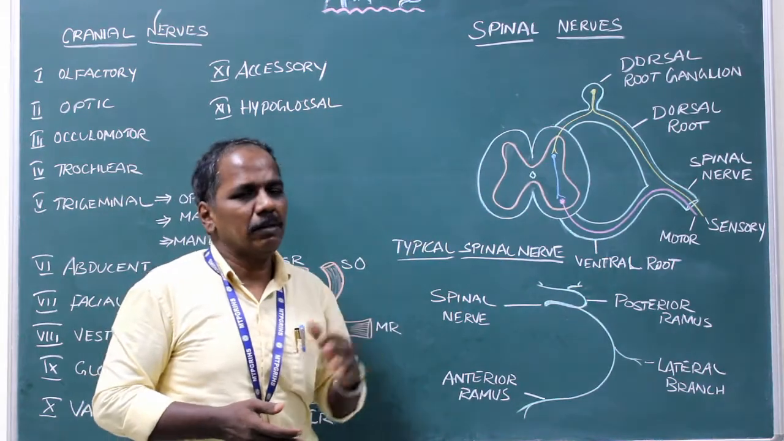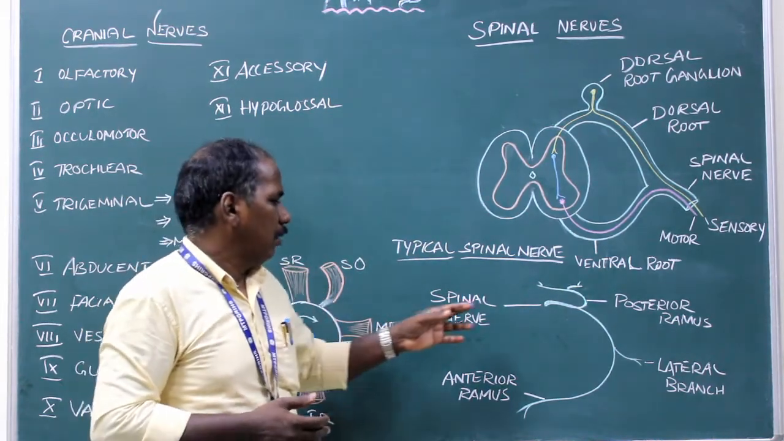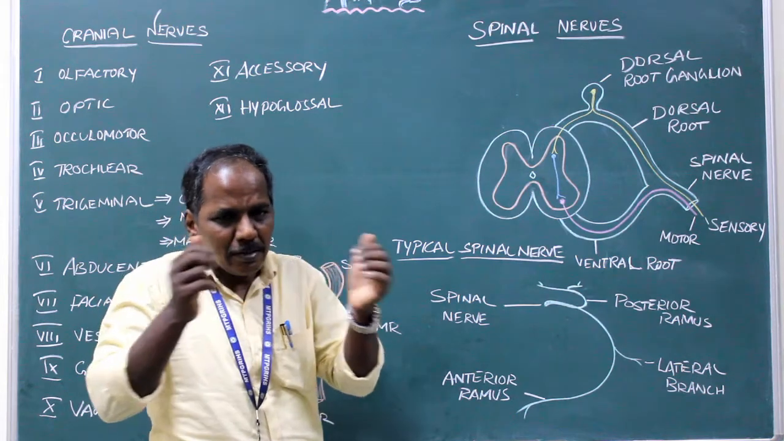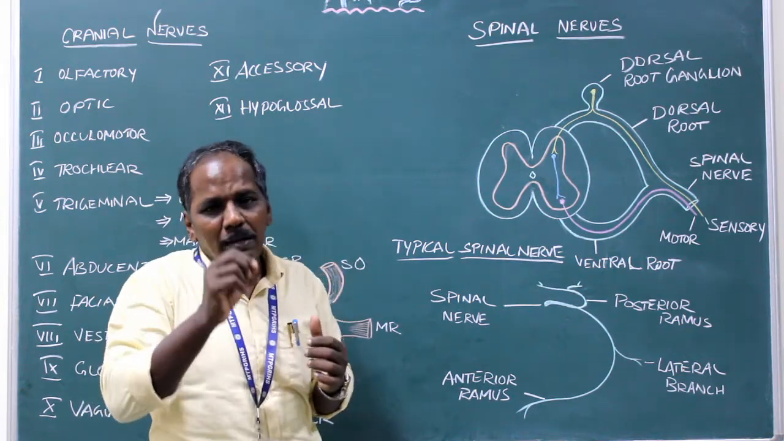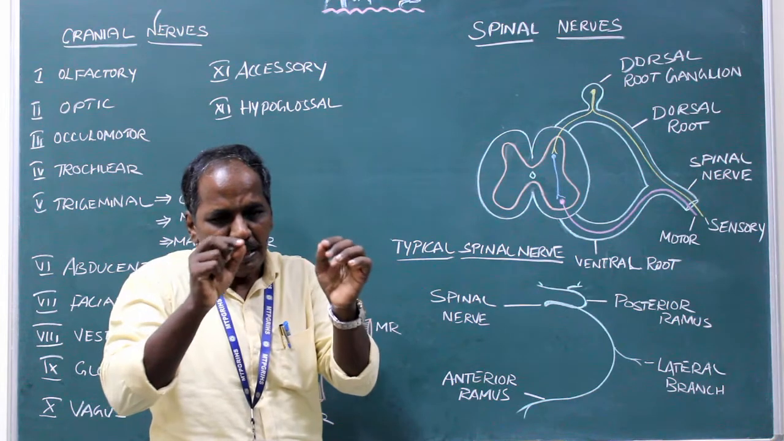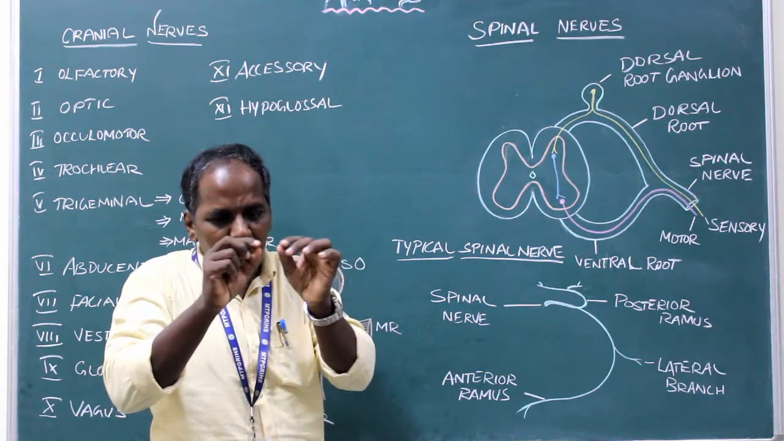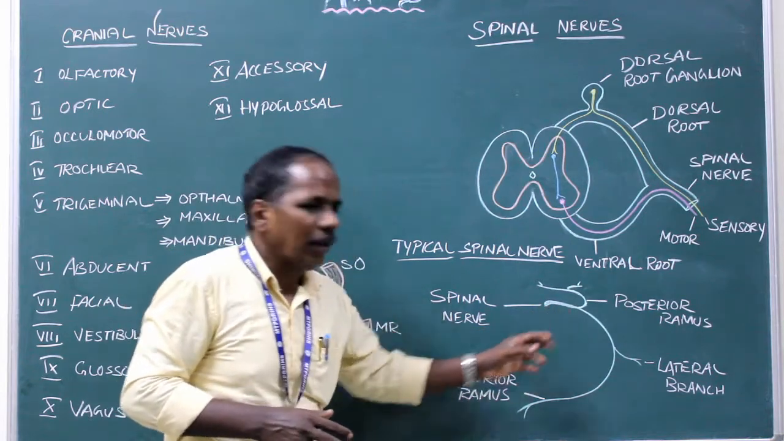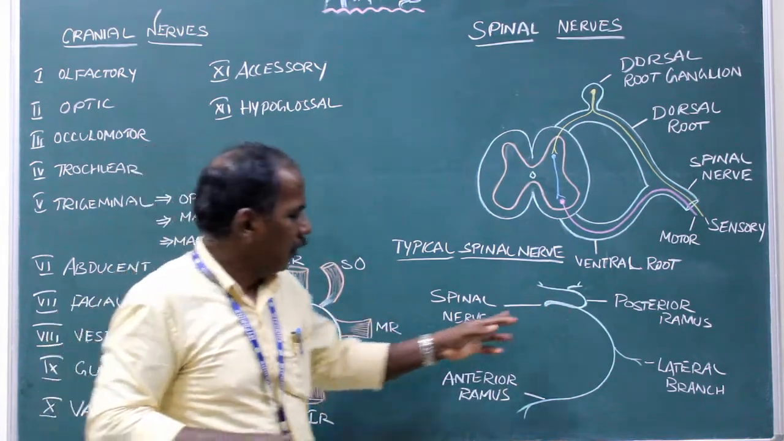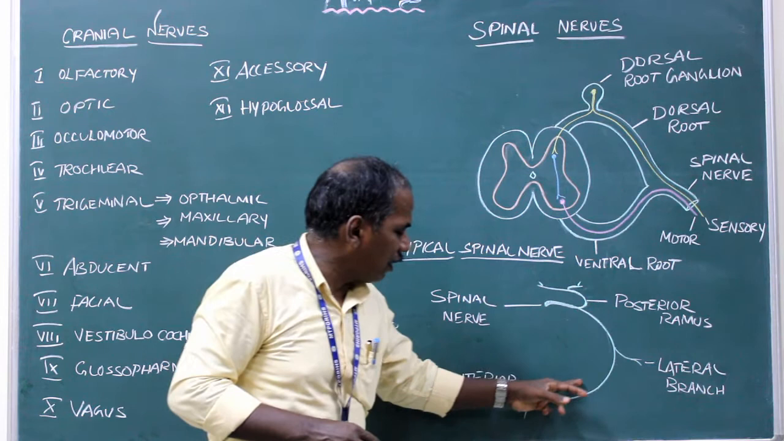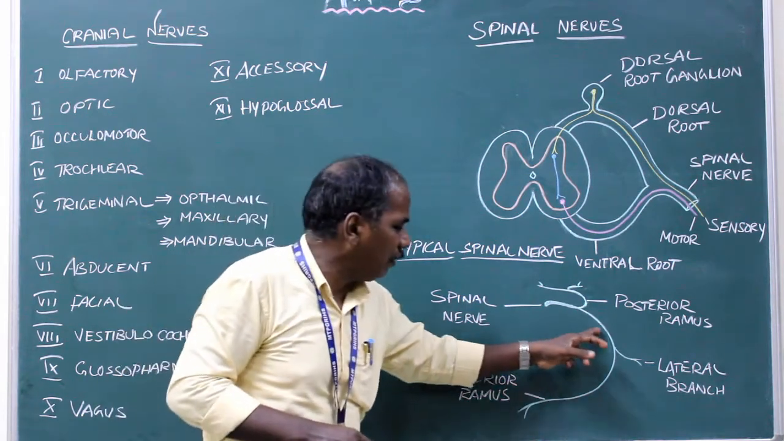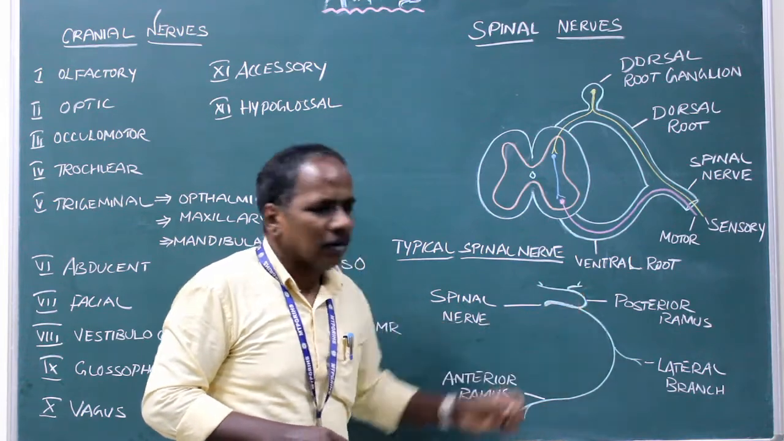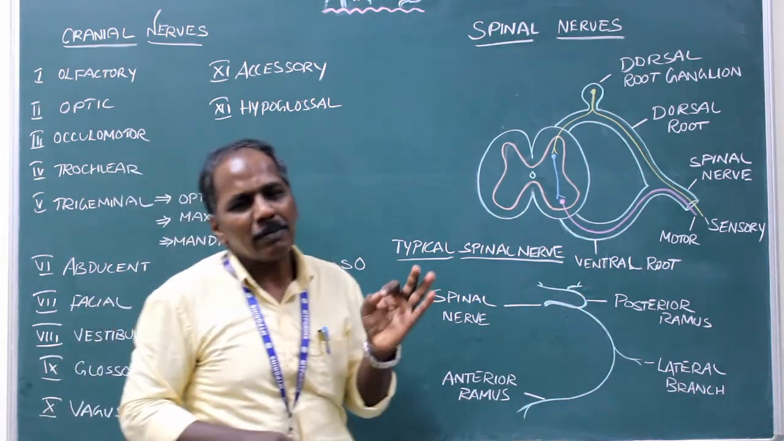Typical spinal nerve. The spinal nerve arising from the spinal cord emerges out of the intervertebral foramen. Between two vertebrae on either side you have the intervertebral foramen, so they emerge through it. It divides into an anterior primary ramus, APR, and a posterior primary ramus, PPR. Ramus means branch.